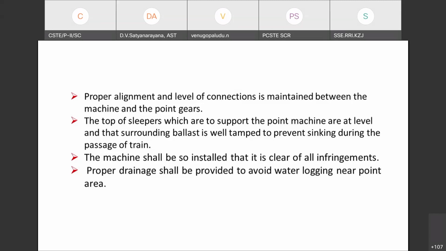So this is a very good point raised by, I think, Prasad, SSC Guntur, sir. Let us sort out this issue. Very good. Another problem, sir, in TWS machine, sir. Yeah, go ahead, SSC RRI Kajipet, go ahead.